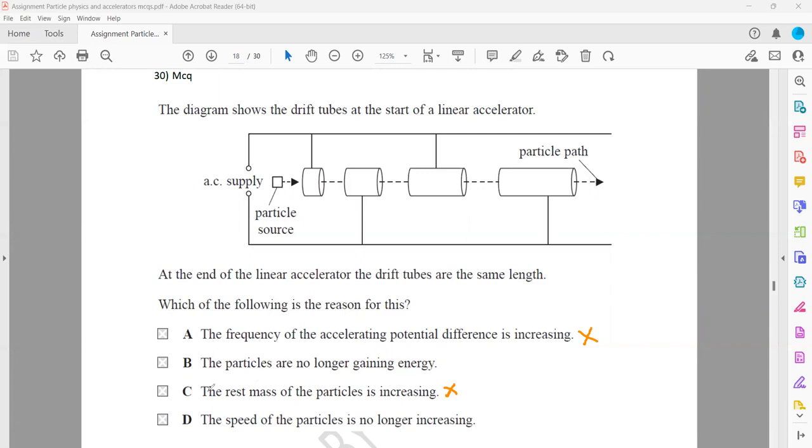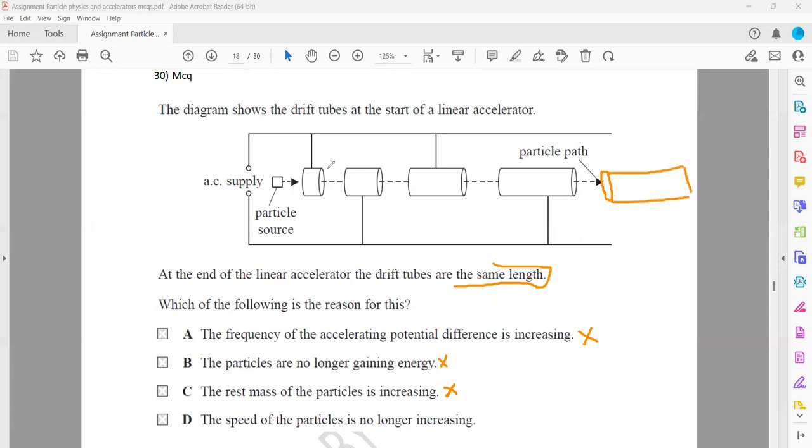So which of these is a valid reason? The speed is not changing. Particles can gain energy as they are moving, so the particle may change position and gain energy, but the speed of the particle, its kinetic energy, is not changing. That's why at the end these tubes are of the same length.